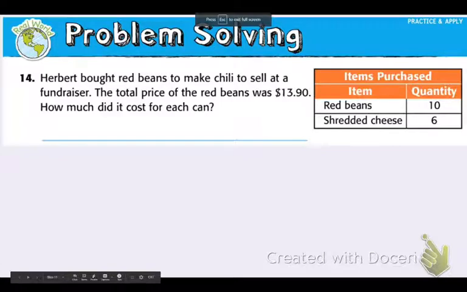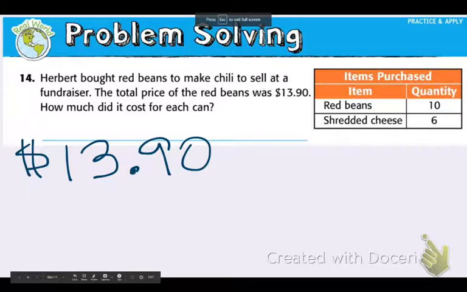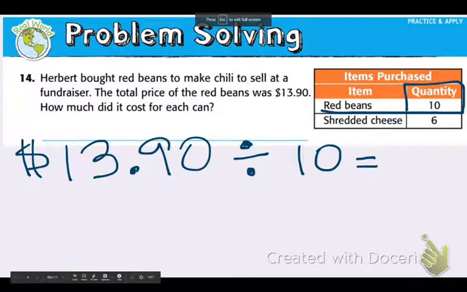All right, problem solving. Herbert bought red beans to make chili to sell at a fundraiser. The total price of the red beans was $13.90. How much did it cost for each can? Well, I can see here that he got 10. The quantity is how many he purchased. So he got 10 cans for $13.90. So if I divide the amount he spent by 10, I will know how much 1 can of beans cost, because that's what they're asking.